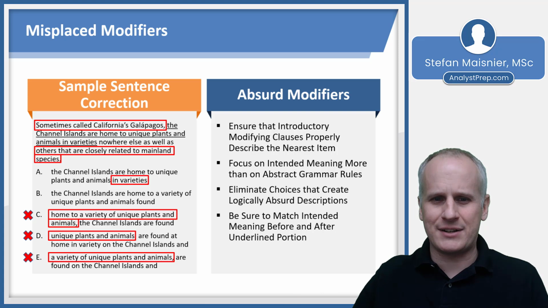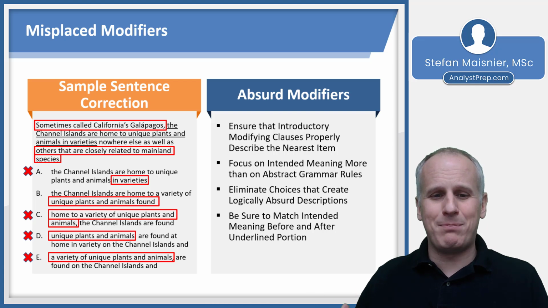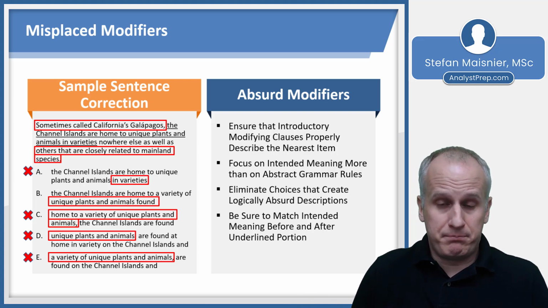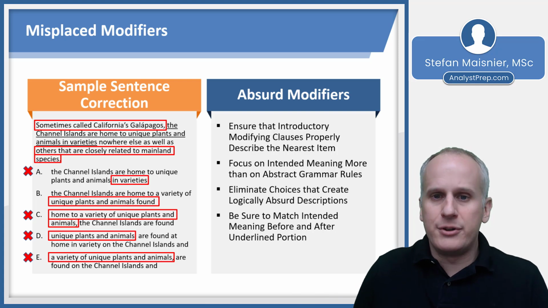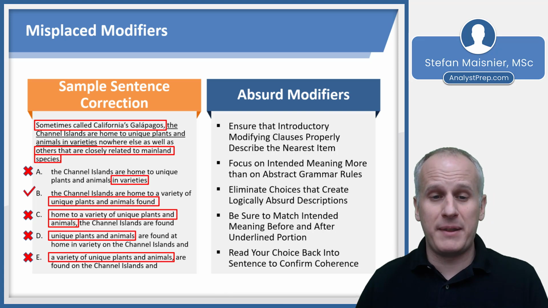That doesn't make logical sense either, so we can eliminate choice A. Of course, we then look at choice B and we've got unique plants and animals. And those unique plants and animals could also be compared to other unique plants and animals that are closely related to mainland species. So they're plants and animals that are related to others. That makes logical sense. We want to read our choice back into the sentence, confirm that coherence though.